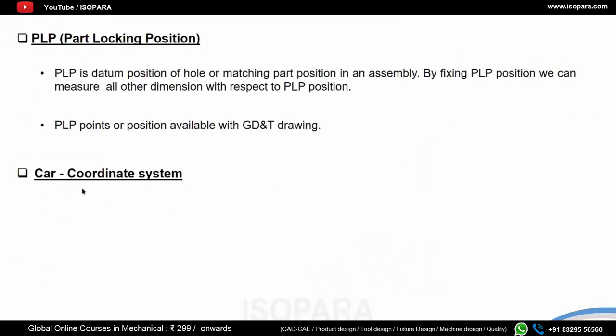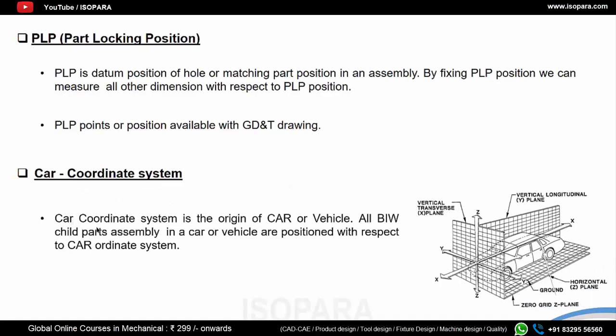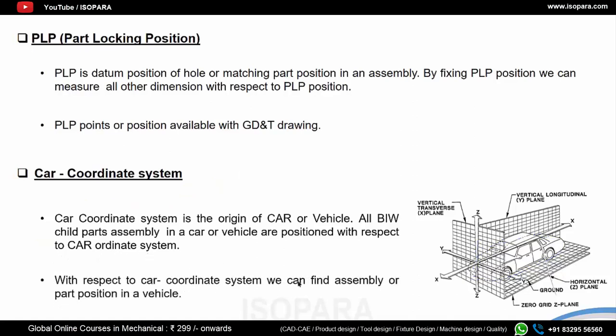So we have the car coordinate system. The car coordinate system is the origin of the car or vehicle. It is the origin where you can define all the multiple components. As you all know, when you are designing, the car consists of several thousands of components which are assembled together. How do you define these positions? You use the car coordinate system, and every part has a fixed location in this coordinate system. All the BIW child parts or components in a car or vehicle are positioned with respect to the car coordinate system. With respect to the car coordinate system, we can find assembly or part position in a vehicle. That is why this car coordinate system is very crucial and important.